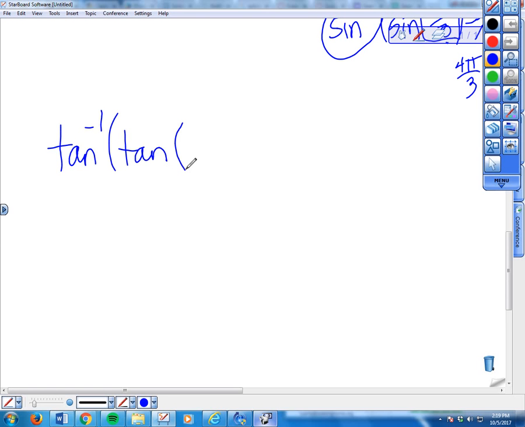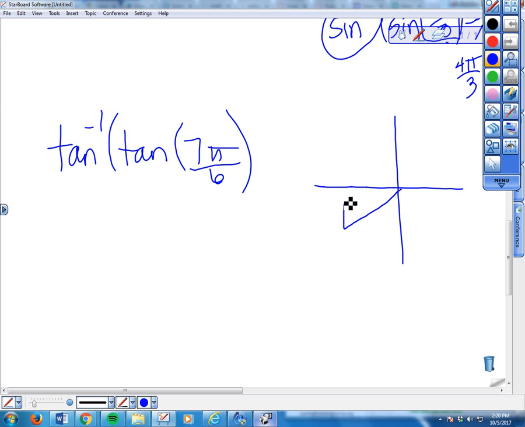Tangent of 7 pi over 6. Where is 7 pi over 6? Third quadrant. What's the reference angle? 30 degrees.